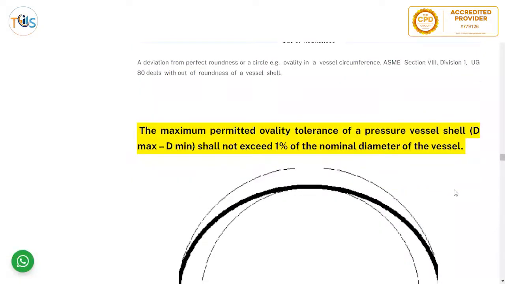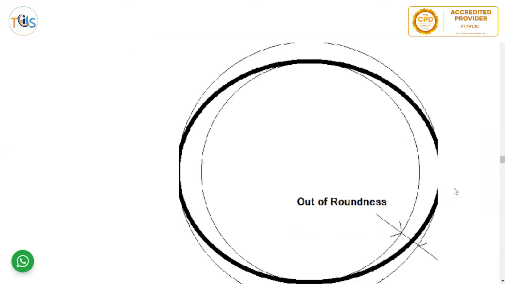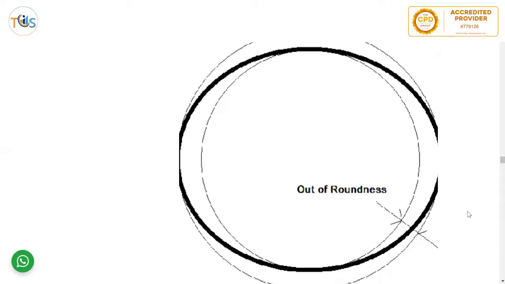Out of roundness, according to ASME Section VIII Division 1 UG-80, the maximum out of roundness should not be more than 1% on a pressurized part. So you take several readings of diameter, at different locations, and the difference between them, the highest difference, would be the out of roundness here. So if it is not exactly circular, then you would have a difference in diameter if you take it from different directions. Okay.